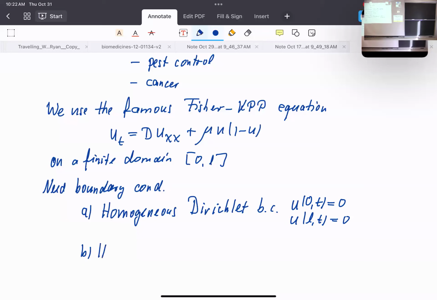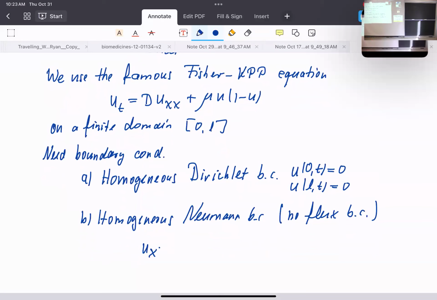The second class would be homogeneous Neumann boundary conditions, which means that the flux is 0. They're also called no-flux boundary conditions. Flux we just talked about. My flux is J, and J was the negative gradient of u, which means the gradient of u is 0 on the boundary. We write this as u_x at 0 is 0 and u_x at L and t is also 0. Well, we should write minus u_x is 0, but 0 has no sign, so it doesn't care about this.